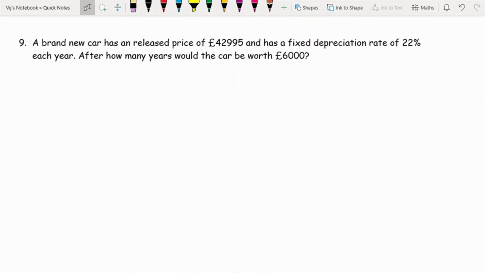So moving on to question 9. Slowly getting there. This question says that a brand new car has a release price of £42,995 and has a fixed depreciation rate of 22% each year. After how many years would this car be worth £6,000? The first thing you want to do is write this question out in some form of a calculation. So we've got the initial price, which is 42,995, times the decimal multiplier after a 22% decrease, which would be 0.78, to the power of t, which I'm going to call t. I want this to be worth £6,000.